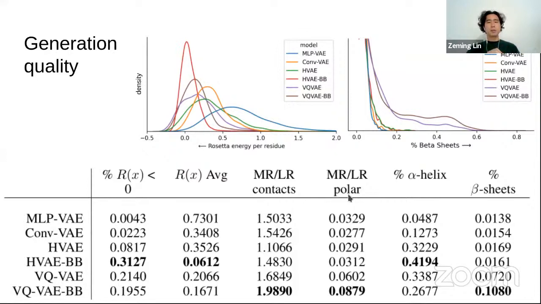It's a way to measure how compact your protein is. If it's contacting everywhere, you're going to get a higher number here. And so they were generating much more compact proteins, and it was really the only model to be able to generate a lot of beta sheets. You can see here that the proteins on average have a much different beta sheet distribution compared to the baselines.